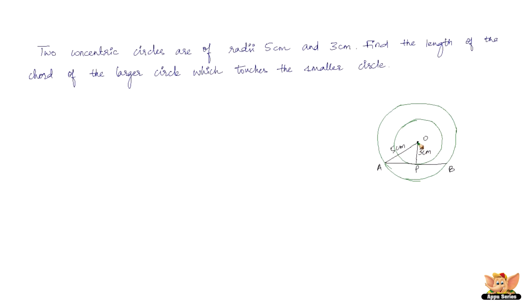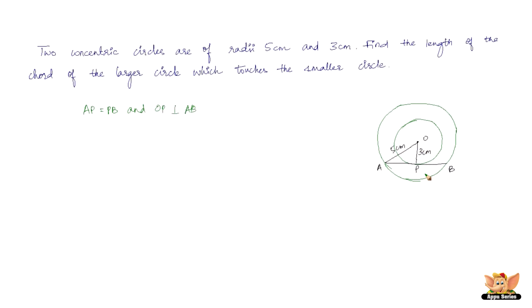Now let O be the center of the concentric circles of radii 5 centimeters and 3 centimeters. The larger circle has got a radius of 5 centimeters and the smaller circle has got a radius of 3 centimeters. Now let AB be the chord of the larger circle that touches the smaller circle. That means what? AB is nothing but the tangent of this circle, right? So in that case, we've got AP equal to PB and OP perpendicular to AB.